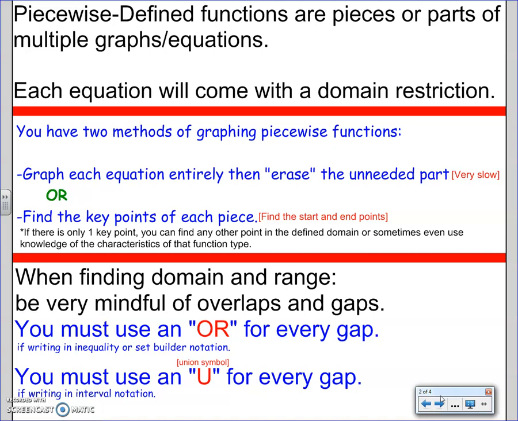All right. Also, when finding domain and range, it's kind of hard here. Be very careful of the overlaps and gaps. You must use the "or" for every gap if you write in inequality or set builder notation. And if you remember, for interval notation, ORs are the U, the union sign.